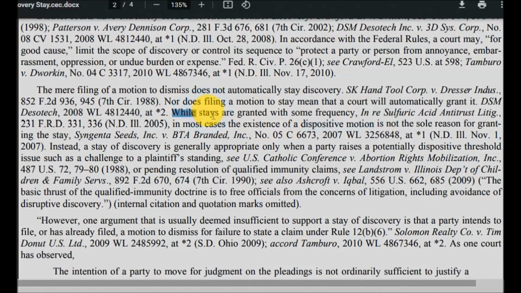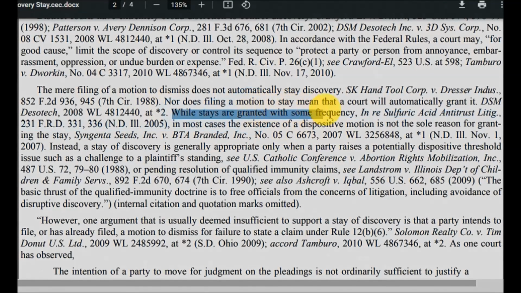So, while stays, meaning a hold on something, are granted with some frequency, meaning they will do a motion to dismiss, aka dispositive motion, and invoke qualified immunity. And because they invoke qualified immunity within the motion to dismiss, they're going to say, you know what? There's an underlying thing that now triggers that says, don't worry about discovery. Let's see if this entire case can be disposed of, because they say they're not even supposed to be liable to any of that anyway. So we're just going to stay discovery, aka put discovery on hold.